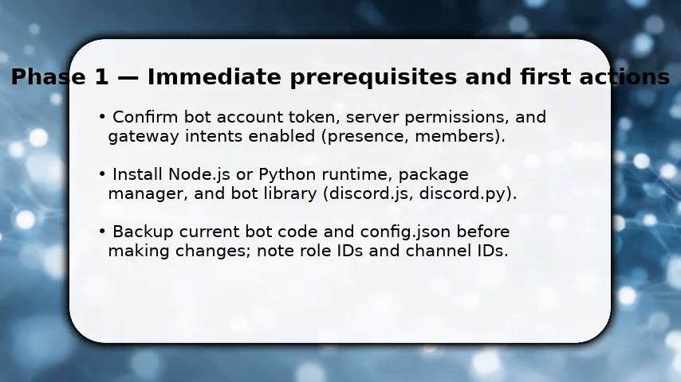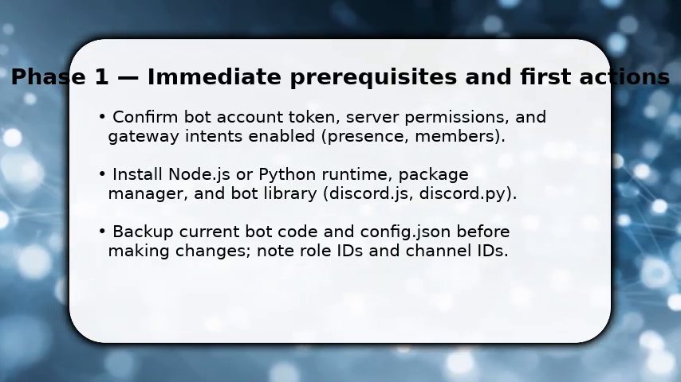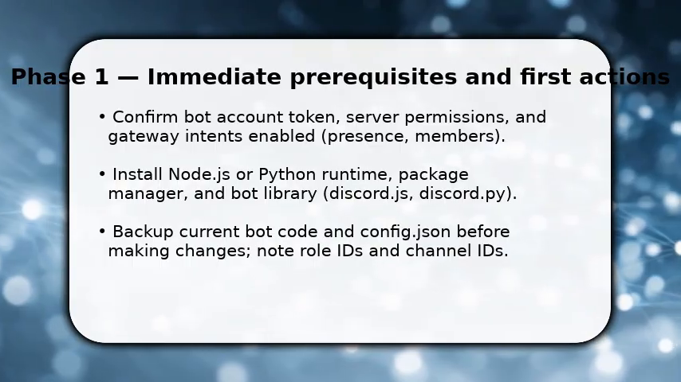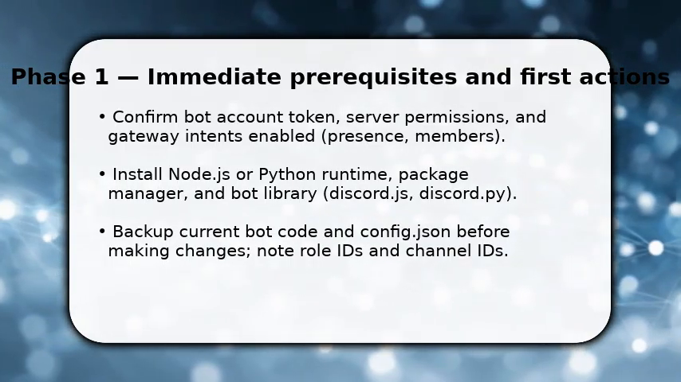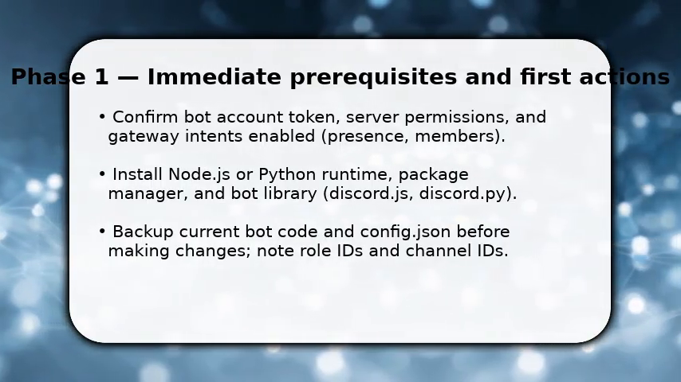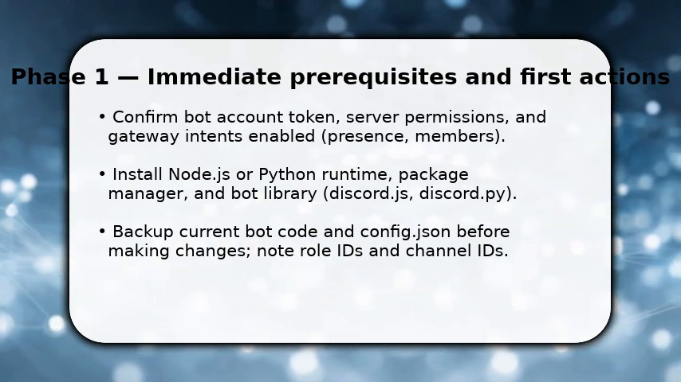Next, make sure the bot has manage roles, send messages, and view channel permissions on the target server so welcome actions succeed. Finally, open your codebase and create a quick backup of config.JSON and role/channel ID. Once done, you can modify behavior safely.